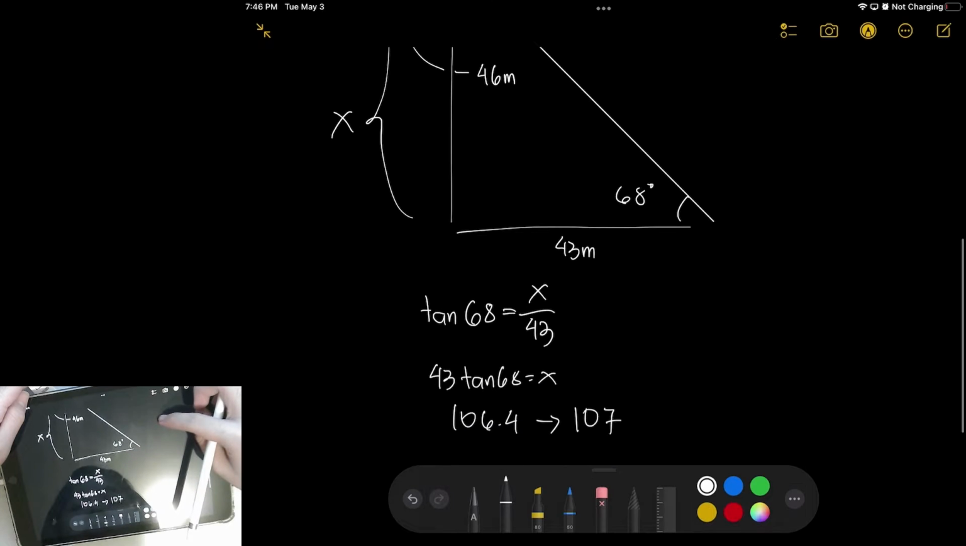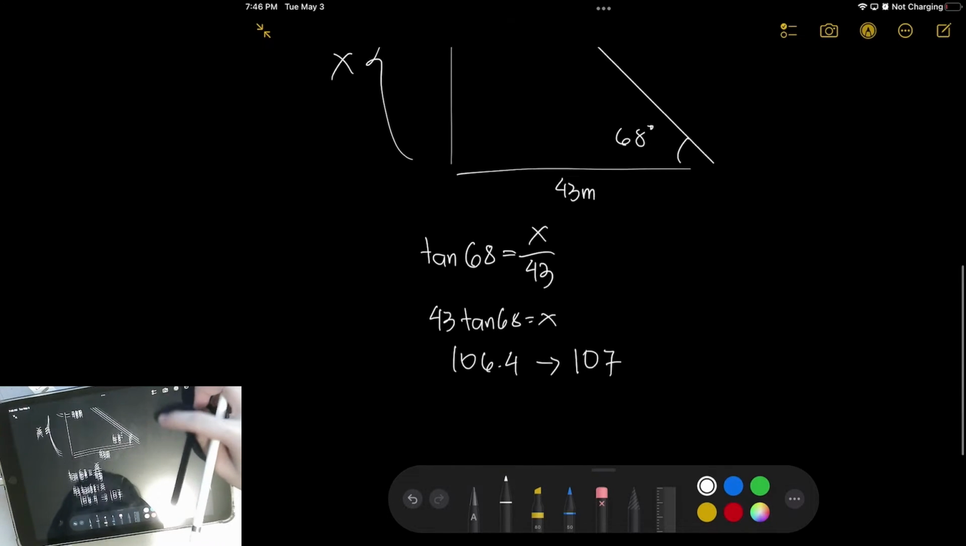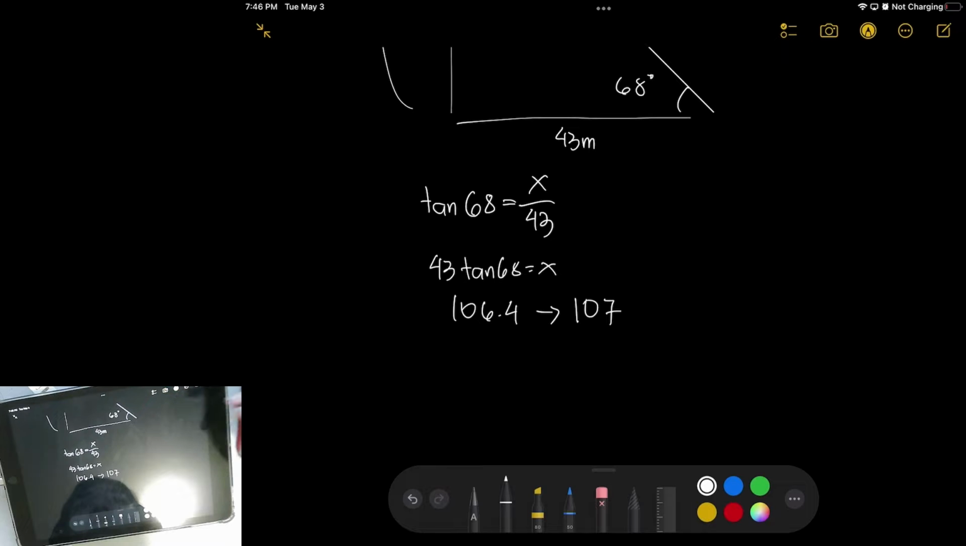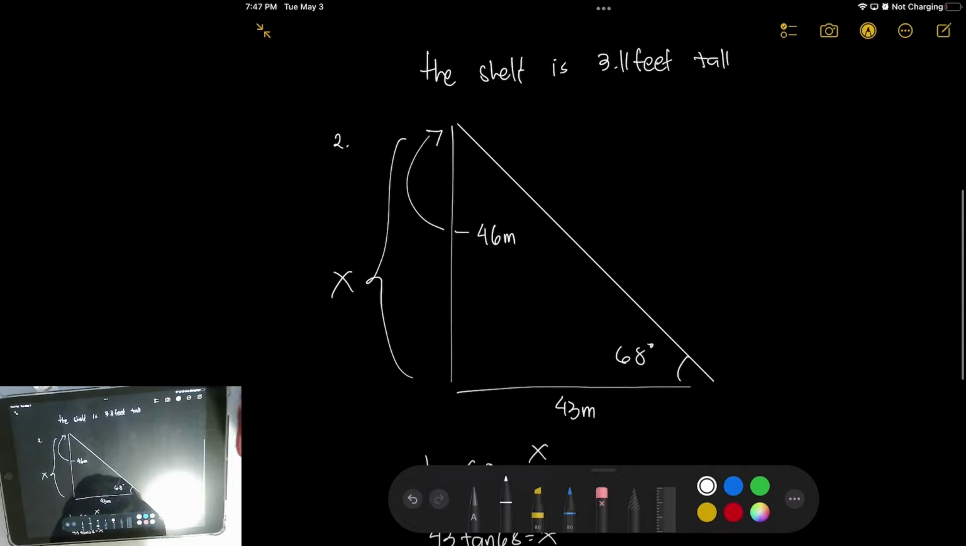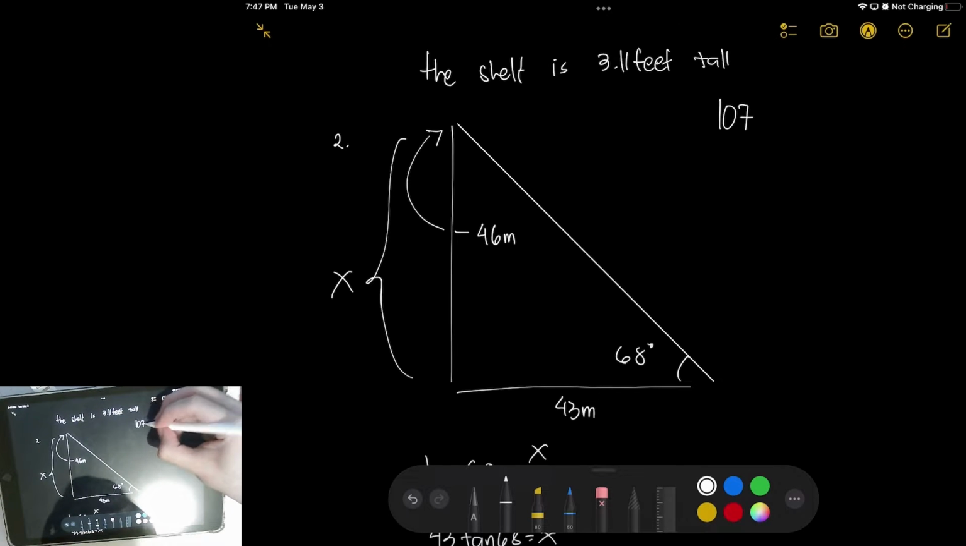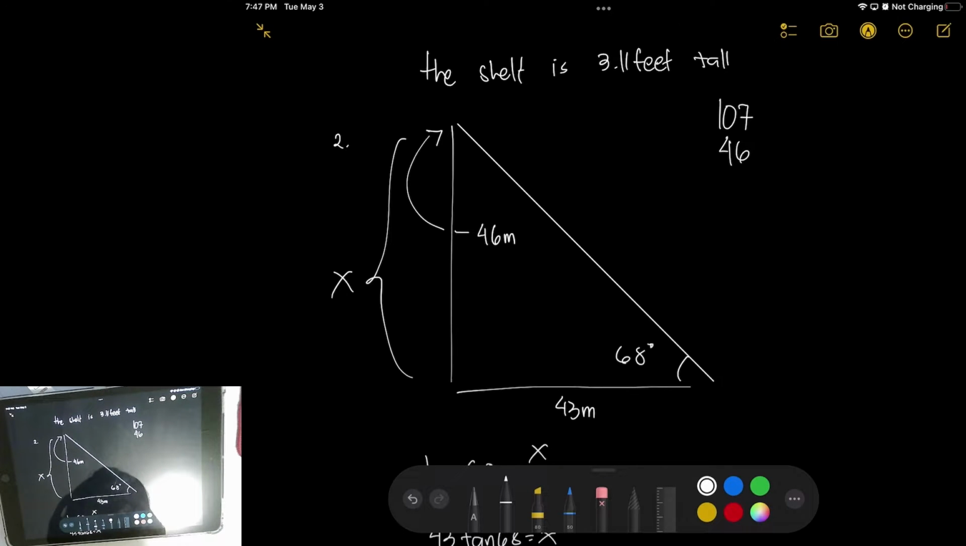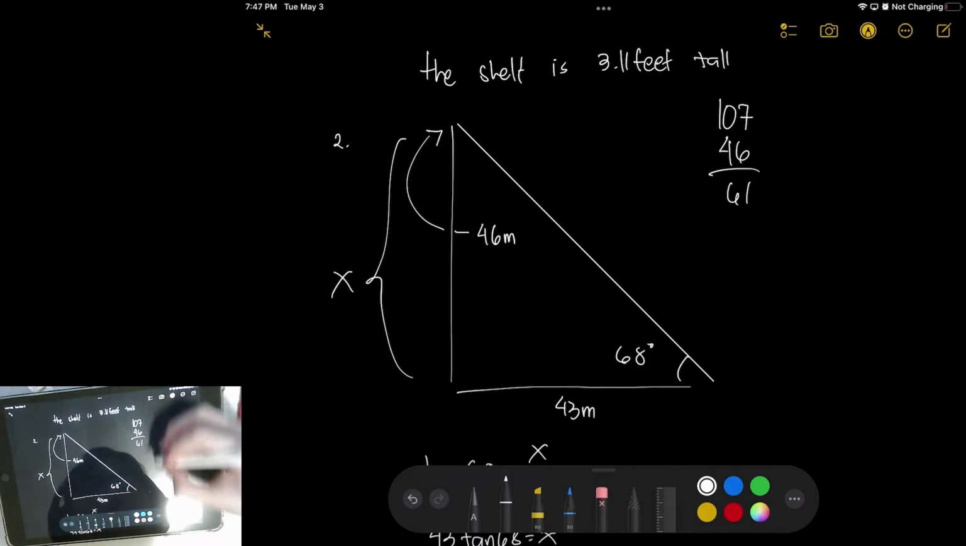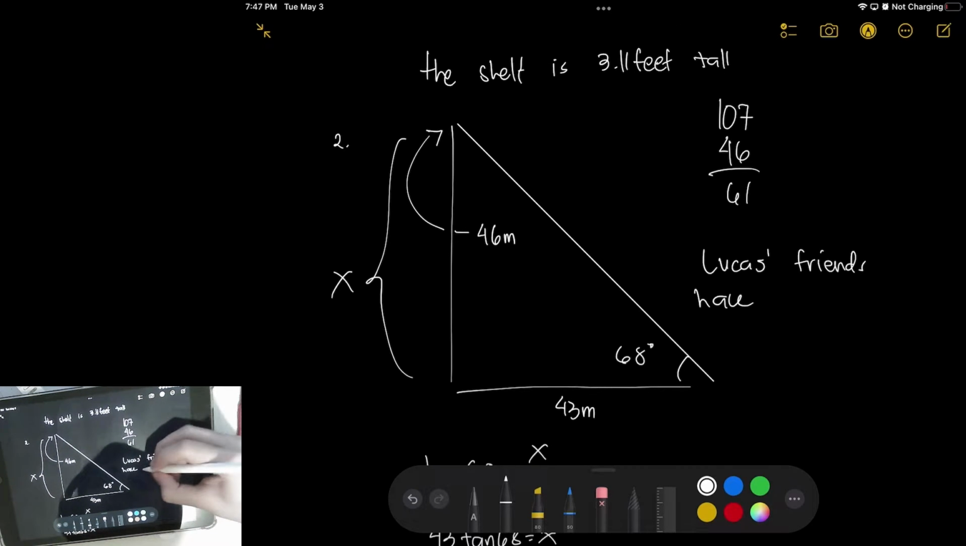Now that we've found the total height of the building, we need to figure out how far Lucas's friends have to climb to reach the top of the building. This is really simple. All we need to do is subtract the height that the friends are at from the total height of the building. Our building is 107 meters tall, and they are 46 meters from the ground. 107 minus 46 is 61. So Lucas's friends have to climb 61 meters to reach the top.